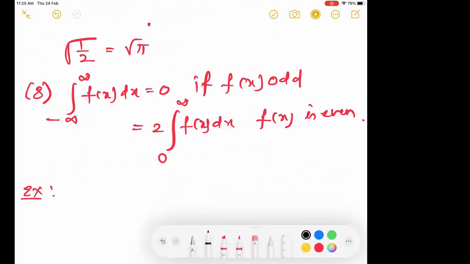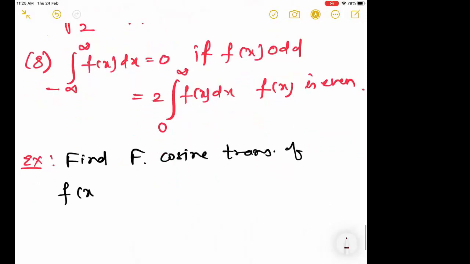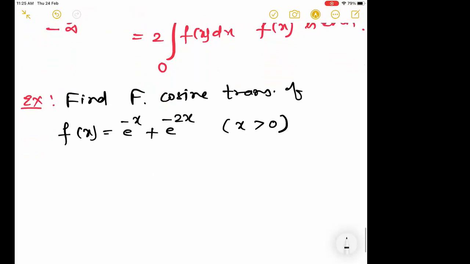So just take down this as an example. Find the Fourier cosine transform of f(x) is equal to e raised to minus x plus e raised to minus 2x, where x is of course greater than 0. Find the Fourier cosine transform of f(x), which is given by these two functions, e raised to minus x plus e raised to minus 2x.